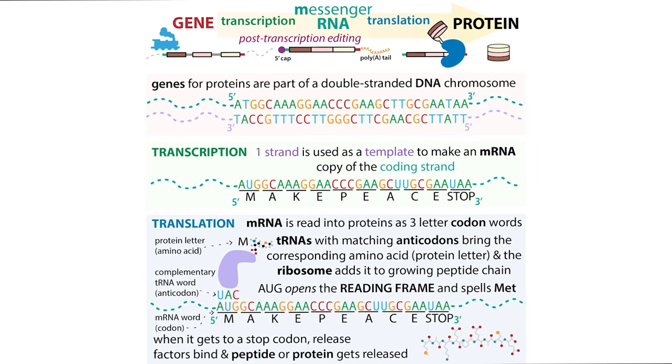But of course, it really is at the level of sequences. And the DNA, well, double-stranded DNA, one strand gets copied, and that RNA copy has the instructions for making the protein. And it has it written in these three-letter chunks called codons. So three RNA letters make one codon, which is going to spell one amino acid.